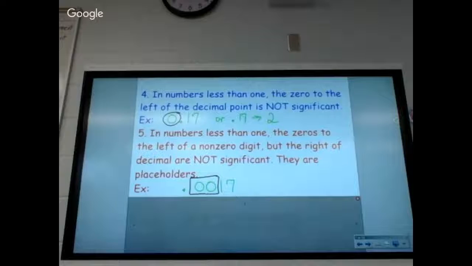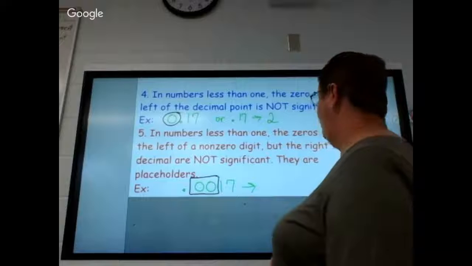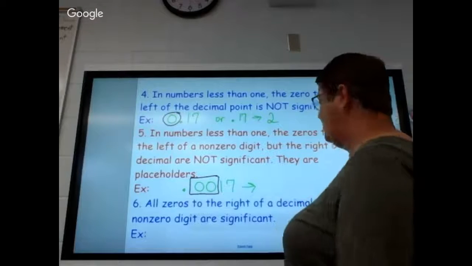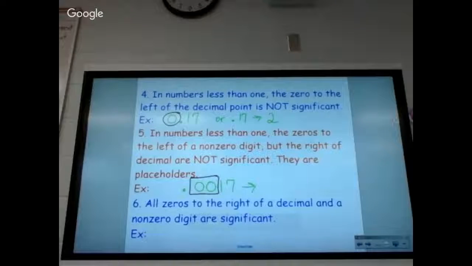So, how many significant digits would I have in that number? Just 2. The 1 and the 7 are significant, and the zeros are placeholders. Now, the last rule says all zeros to the right of a decimal and a non-zero digit are significant.